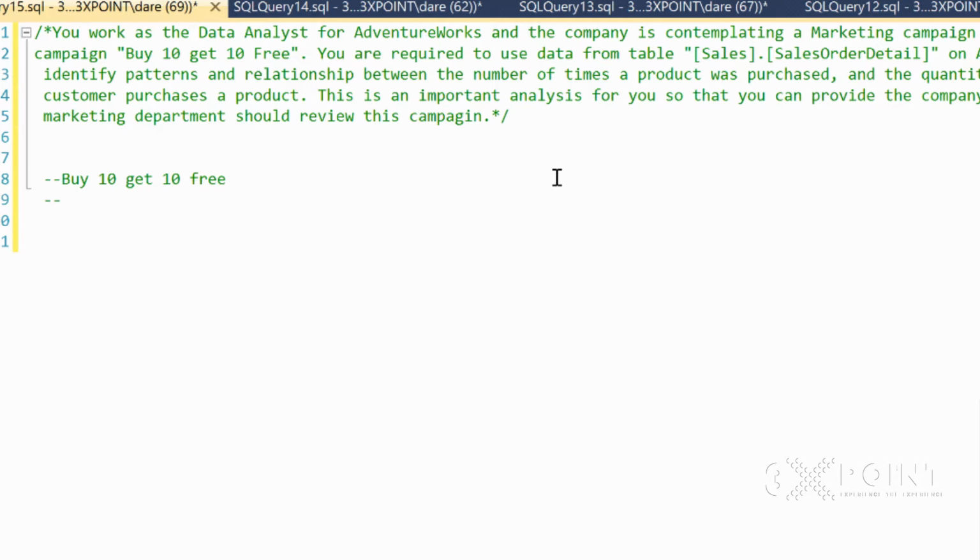Okay, what else can I look at? You're required to use data from the table. Okay, I want to get the name of the table out because that's very important. Okay, what else can I get out from the problem statements? So this table on the AdventureWorks database to identify patterns and relationships. So what am I looking for? I'm looking for patterns.